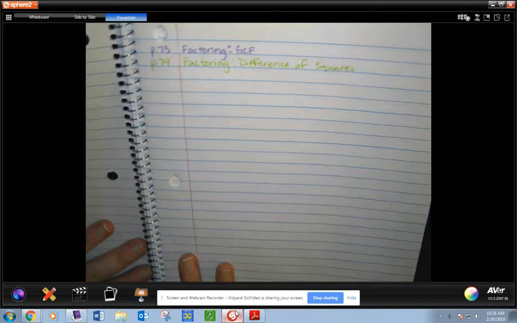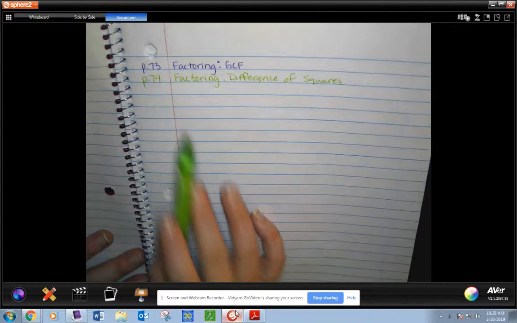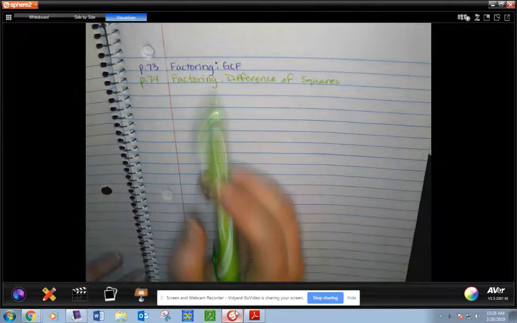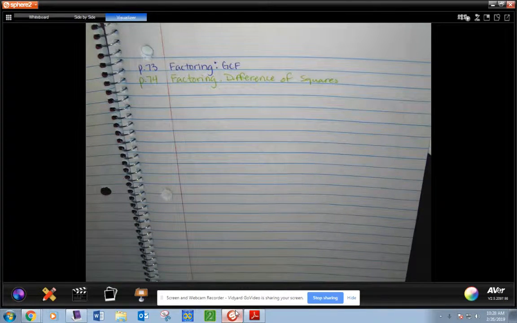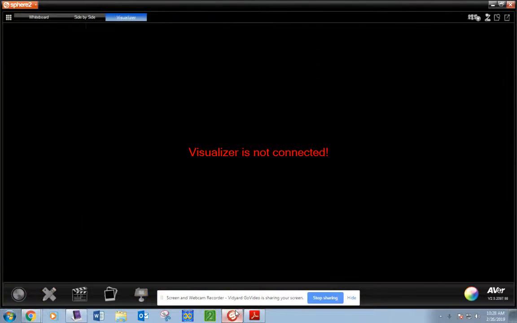Sorry about that. On your table of contents, I put page 74, and we're going to do factoring again. And today we're going to talk about difference of squares. So once you have that written in, if you want to go ahead and flip on over to that page, here is some.